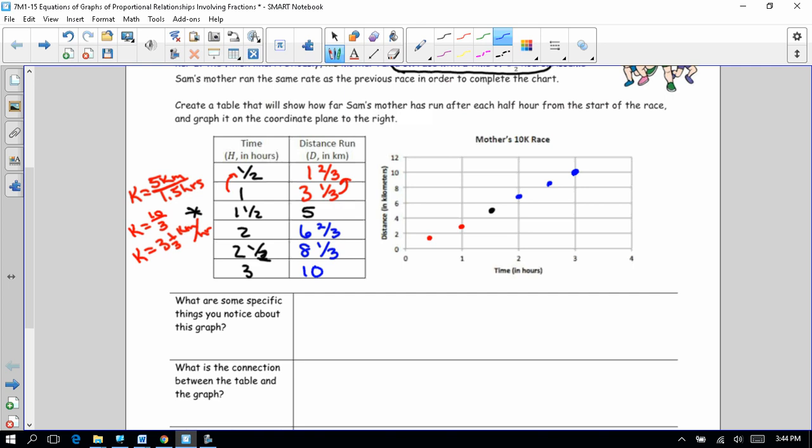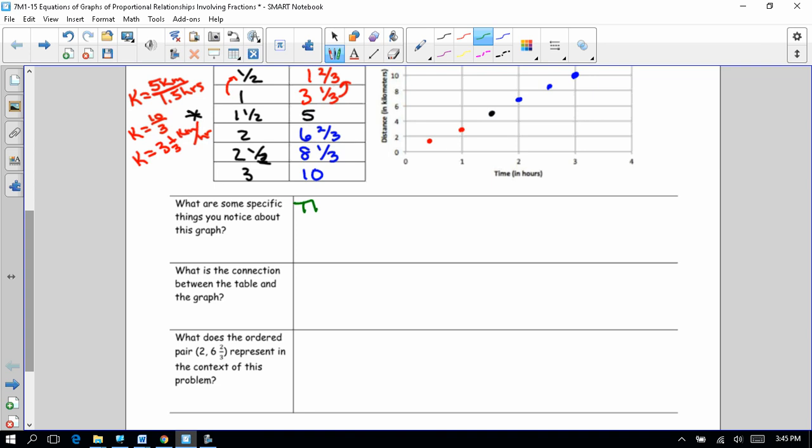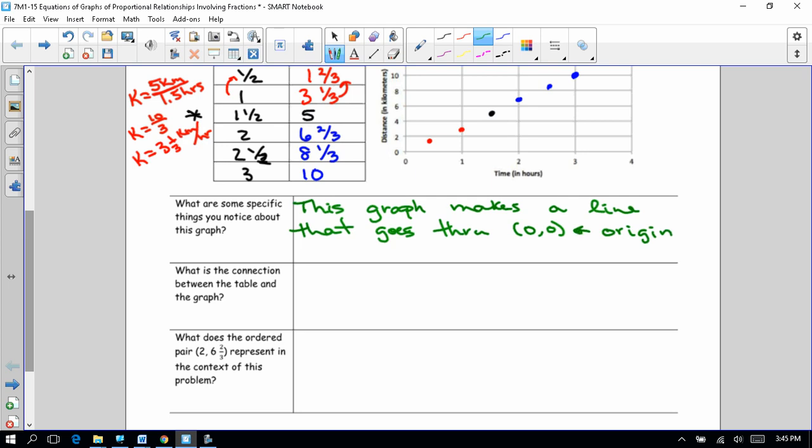And it says, what are some specific things that you notice? This graph is a line, and what does it go through? Yep, it goes through 0, 0. This graph makes a line that goes through 0, 0, also known as the origin. I love seeing you guys writing that on there instead of 0, 0. It shows me that you understand what the origin is. All right, what is the connection between the table and the graph?